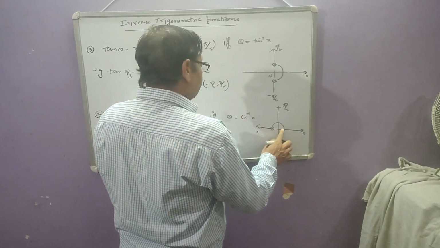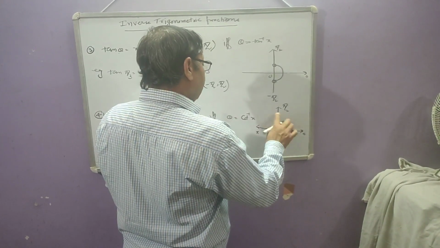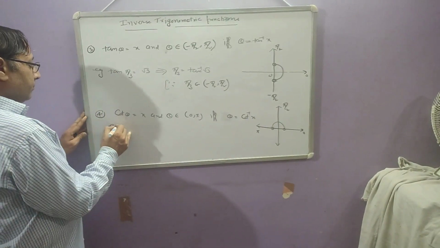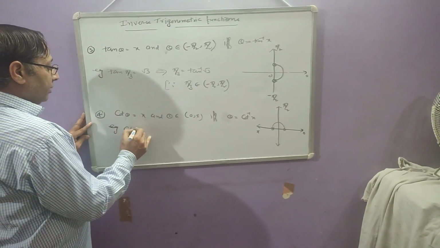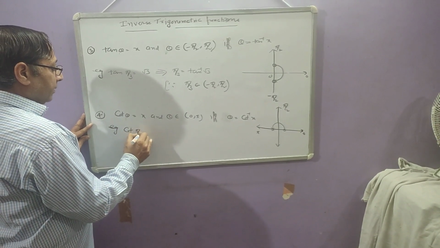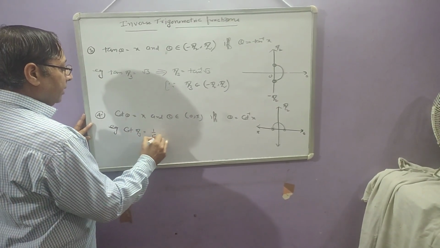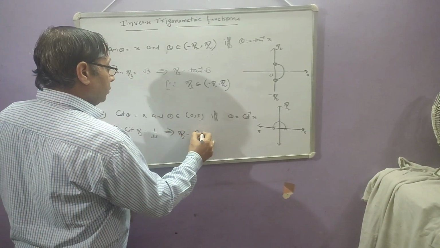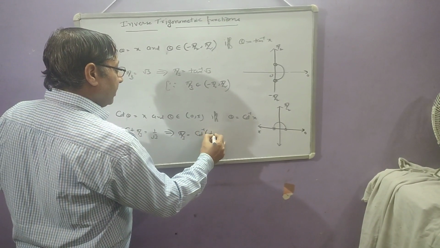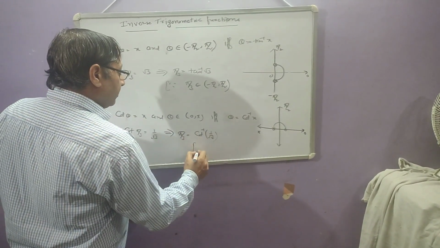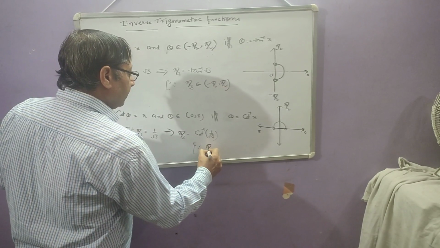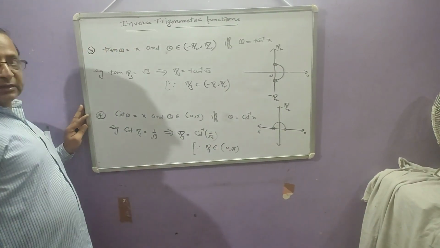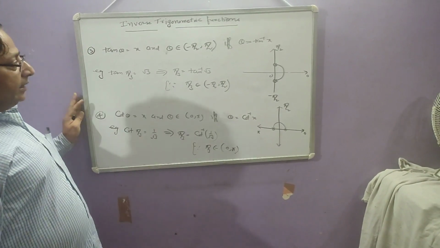Neither 0 is included nor pi is included, but the angles in between 0 and pi are included. Now for example, cotangent of pi by 3 is equal to 1 by root 3, which implies pi by 3 is equal to cotangent inverse of 1 by root 3. This happened because this angle pi by 3 belongs to the open interval 0 to pi. Is it clear? Student, is it clear or not?